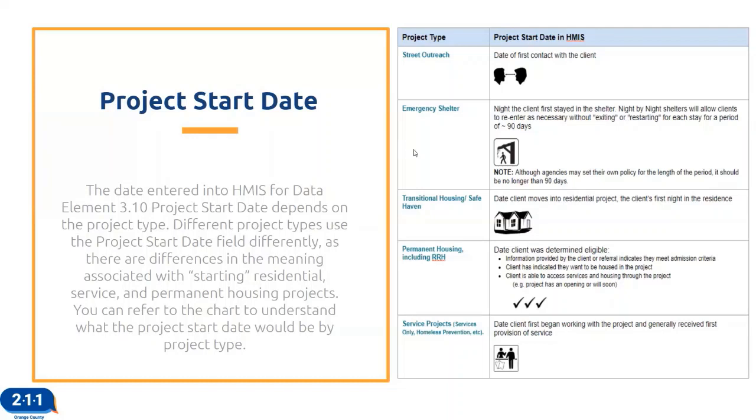In permanent housing, including rapid rehousing projects, the project start date is the date the client was determined eligible, meaning information provided by the client or referral indicates they meet admission criteria, the client has indicated that they want to be housed in that project, and the client is able to access services and housing through the project. As an example, the project has an opening or soon will. In a services only project, the date the client first began working with the project and generally received provision of service would constitute their project start date.